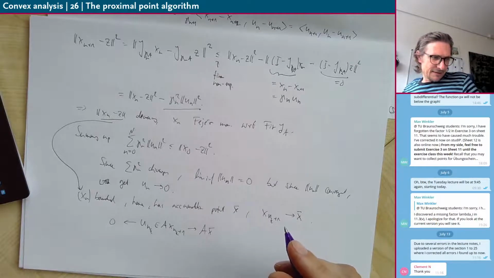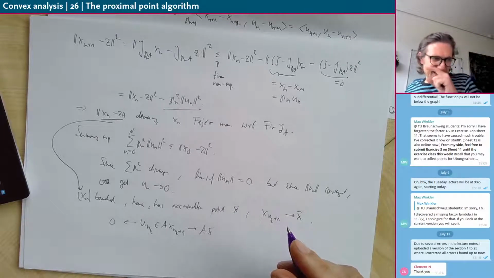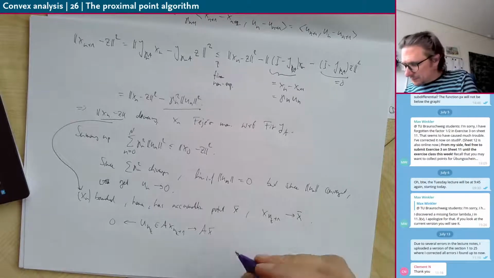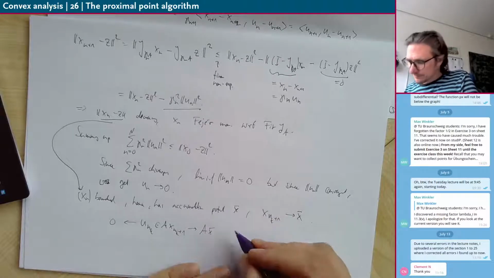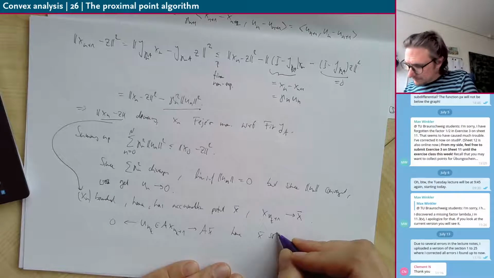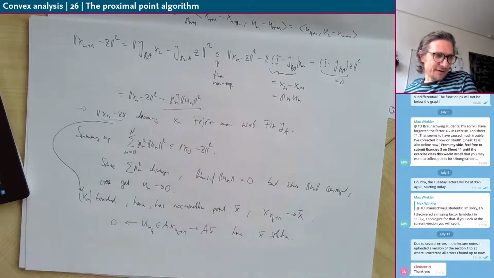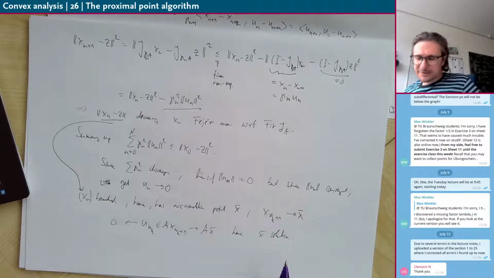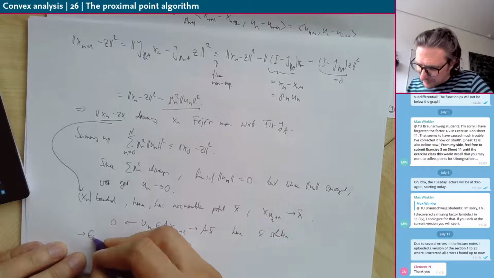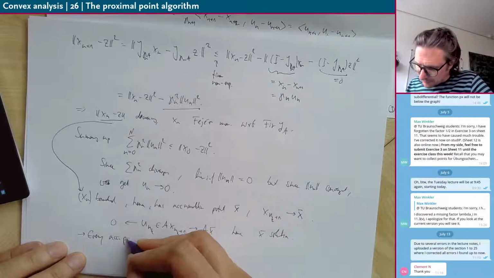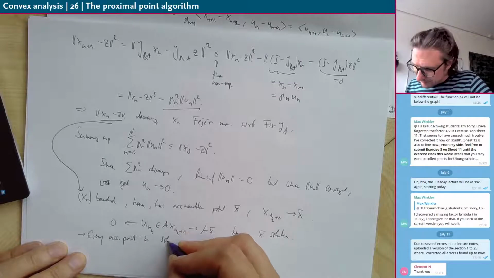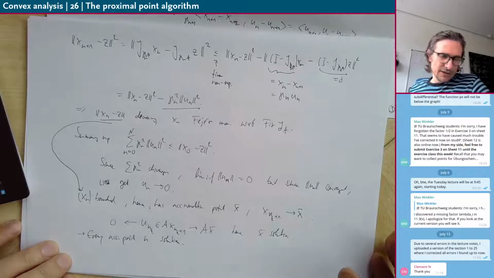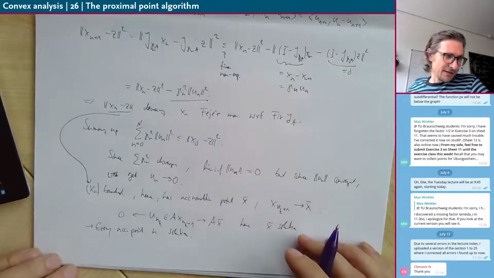And yeah, this proves that x bar is a solution. So all the accumulation points are solutions, and it's still open whether the full sequence x_n converges. So let's clear it. Every accumulation point is a solution. This is what we get, but we would like to know that there's only one accumulation point. It sounds reasonable, but it's not clear yet.